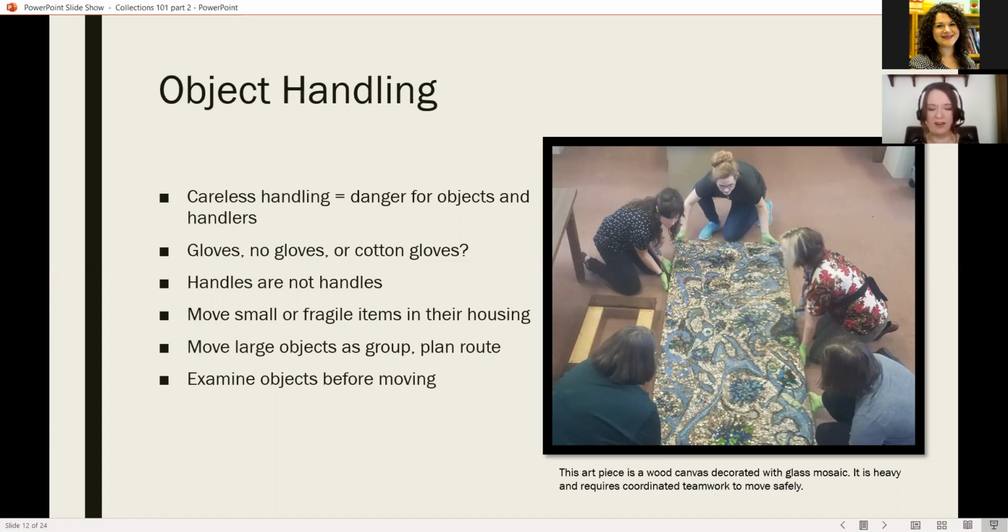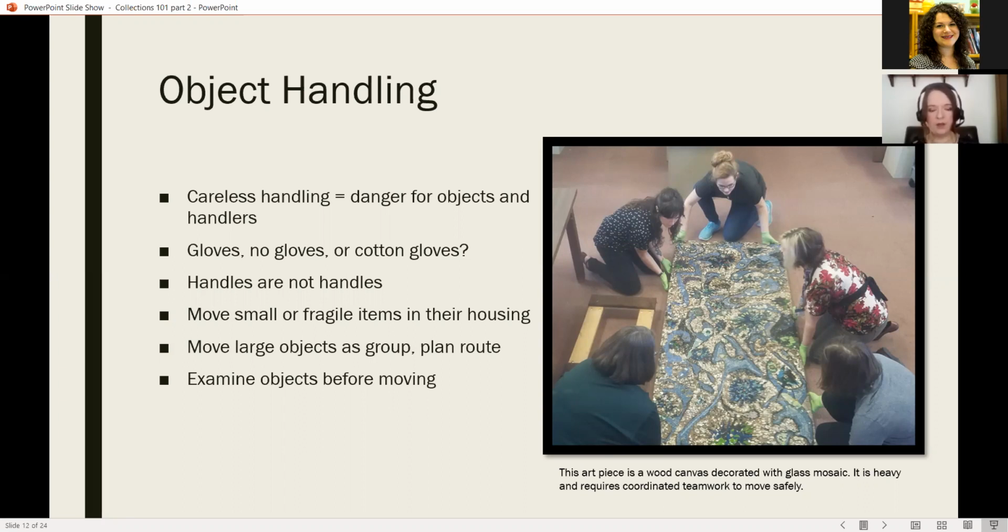One other thing, one of my sayings that I have in the museum world is that handles are not handles. So if you have an antique teapot, you do not pick it up by the handle, you pick it up by the widest part, because you don't know how fragile that handle is and it could break off entirely. By that same token, smaller or fragile items might be better off moved in their box or their housing, because just touching it to move it could cause damage. If you have it in the box and you move it that way, it provides a little bit more stability.